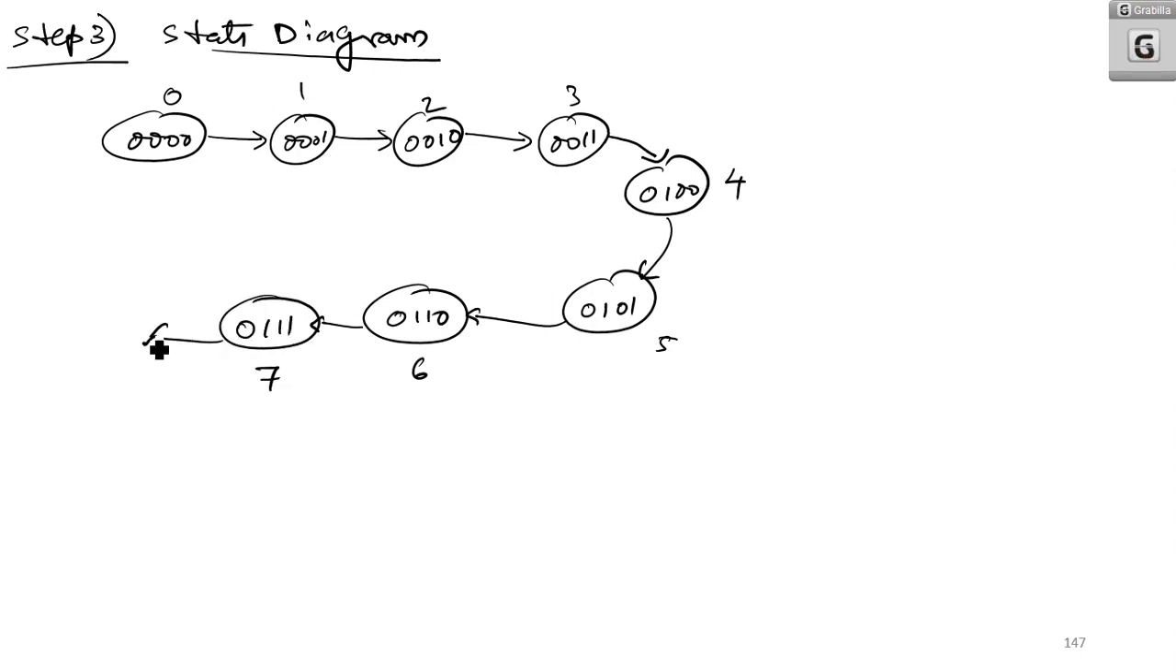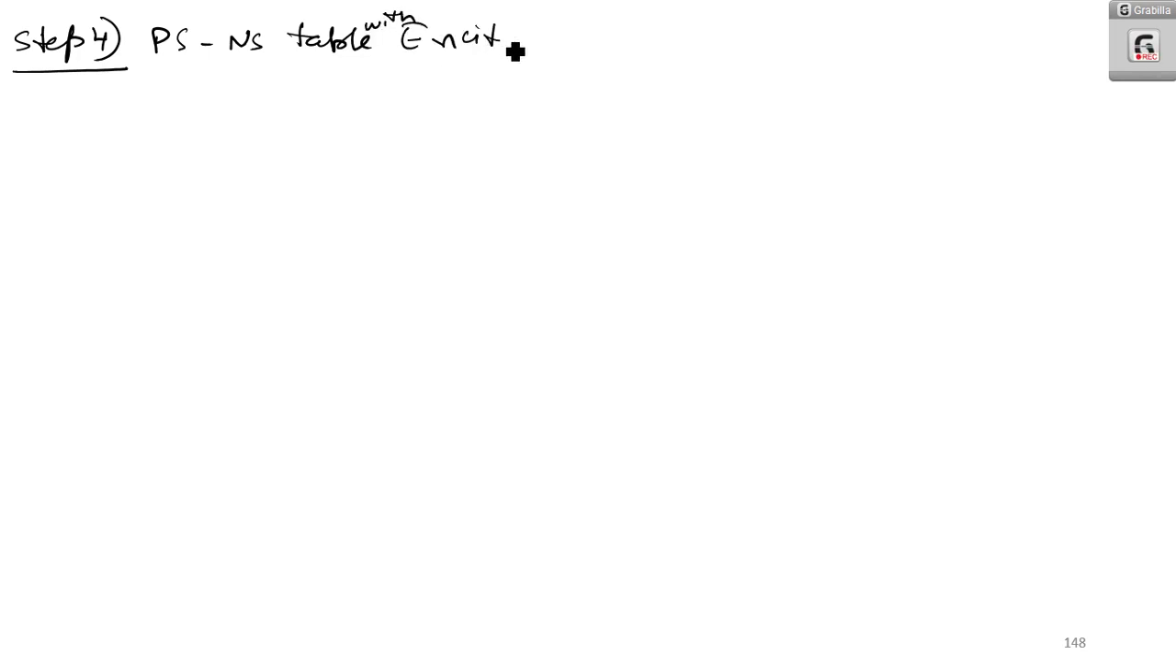Then comes 8. 8 is 1000. Then comes 9. This is 1001. This is 8 and this is 9. And then it goes back to 0. So this is the state diagram. Now coming into the present state and next state table along with the excitation table of JK flip-flop.